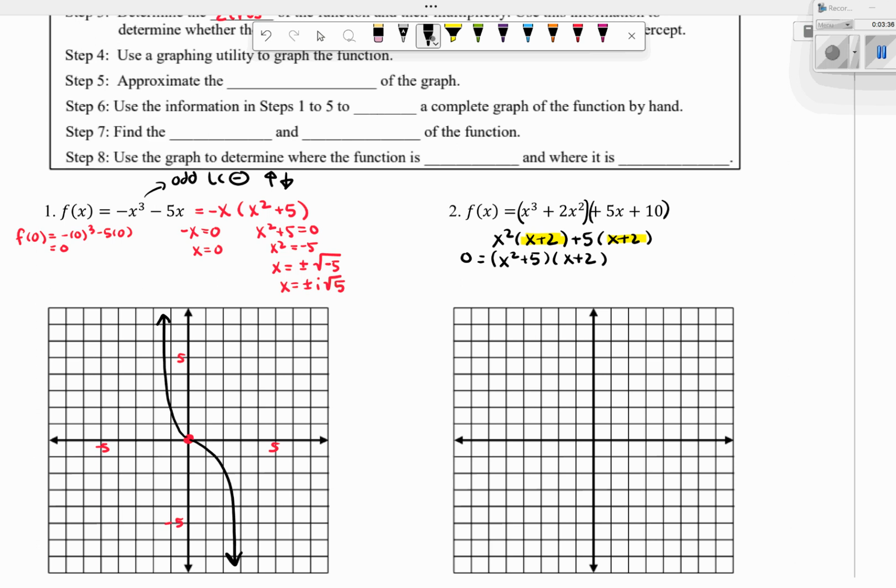So again, notice we have 0 equals x squared plus 5. So we just did that a minute ago, right? So we know this is going to be x equals plus or minus i root 5. And then here we get x equals negative 2. So on our graph, we have negative 2 for an x-intercept.